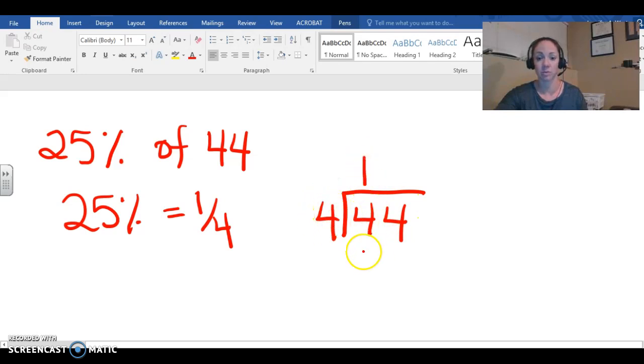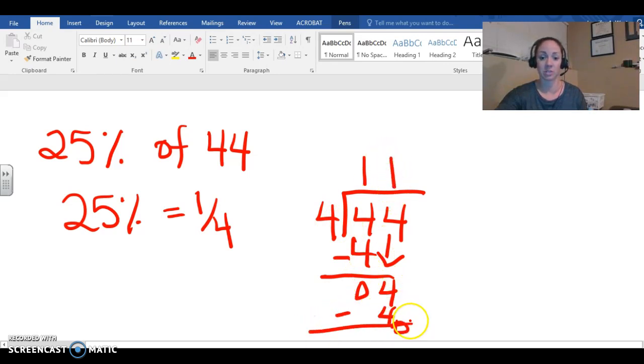1 goes into 4 one time. Or, yeah, 4 goes into 4 one time. Let's subtract that. And then 4 goes into that. Oops, wait, we dropped the 4 down. All right, 4 goes into that 4 one time. We subtract 4. We wind up with 0.